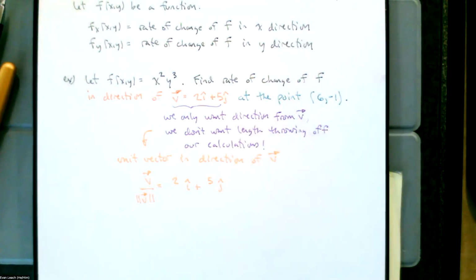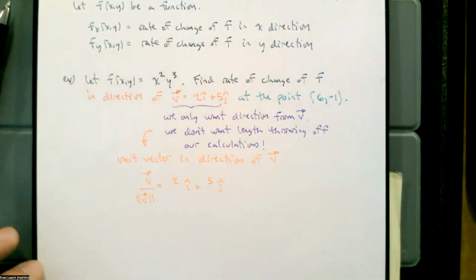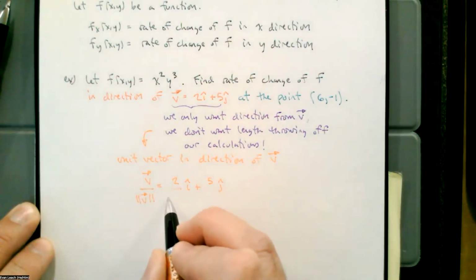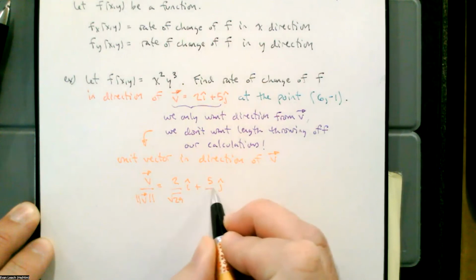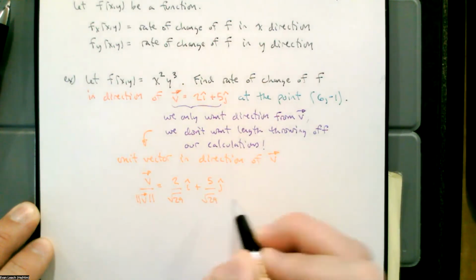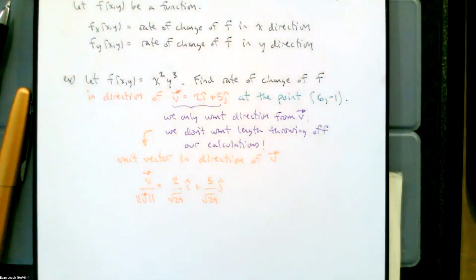So I'm going to take V and divide it by its own length. And that will give me a vector with a length of 1. Once I include that in calculations, I'm not going to have the length doubling up our calculation, or in this case, square root of 29ing our calculation. This is how we make a unit vector. This is how we extract just the direction information.